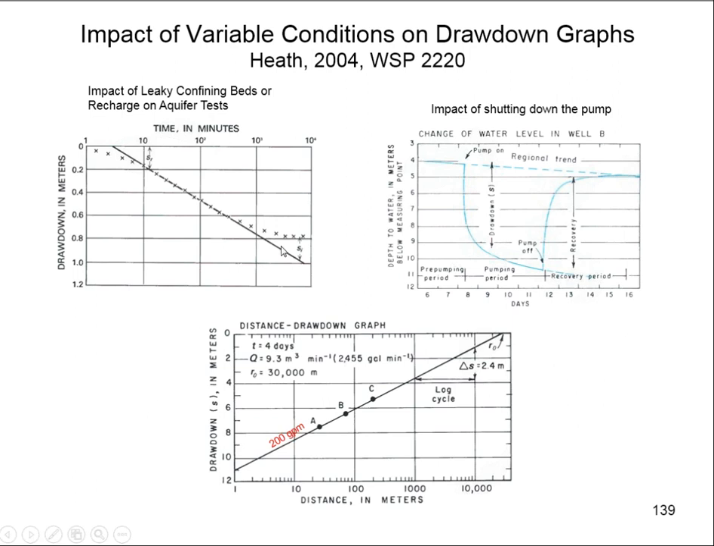What's the opposite case? We have less drawdown than we would expect. So we have some source of recharge or a leaky confining bed. And then what happens when we shut off the pump?